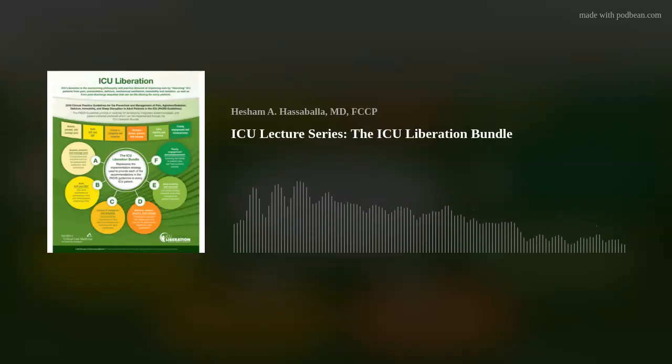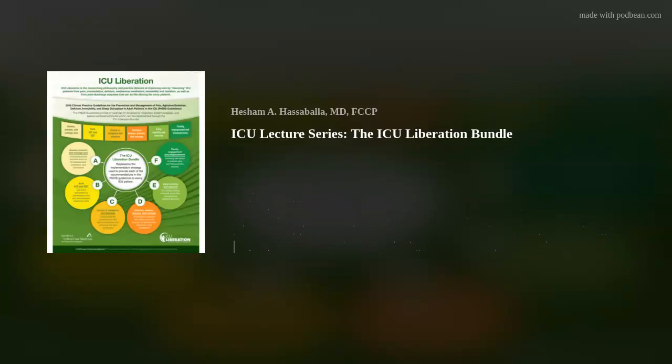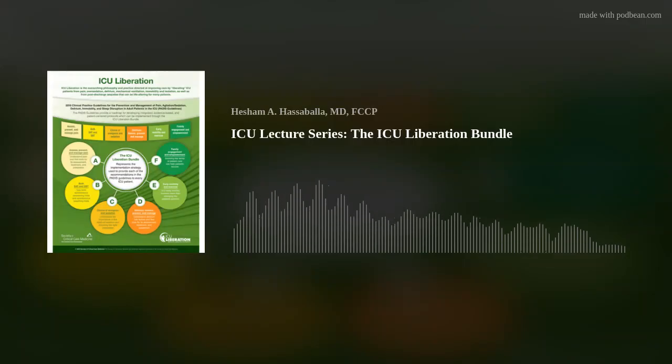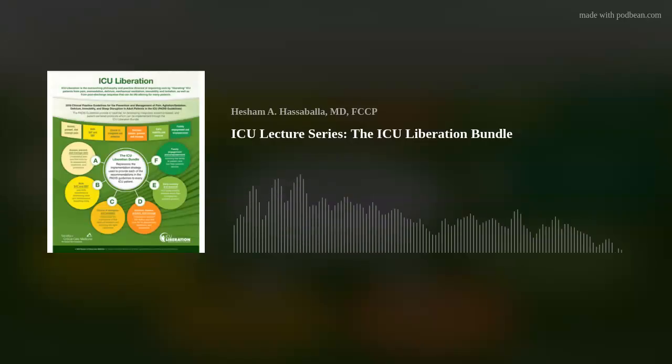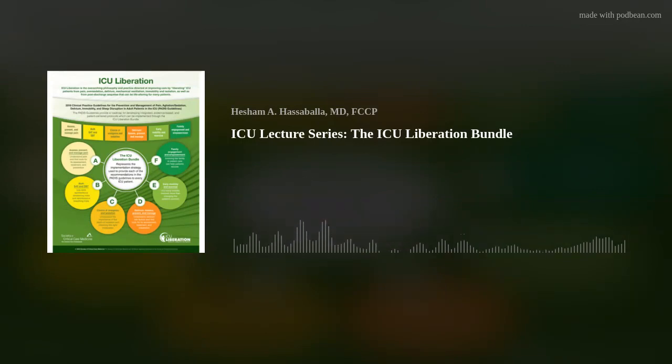The first part of the A to F bundle is A, which is assess, prevent, and manage pain. Pain is an uncomfortable sensation, and it's something that we don't want our patients to have. If they're in pain and untreated, it causes physiologic and psychological stress. So we definitely want to assess and then manage the pain. There are a number of scales that we can use to assess pain.